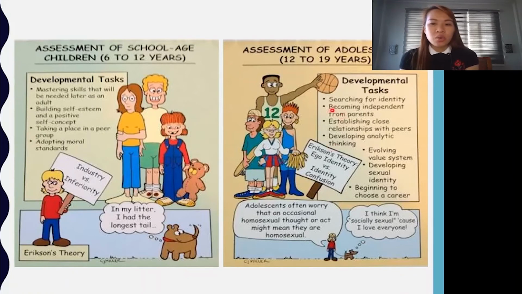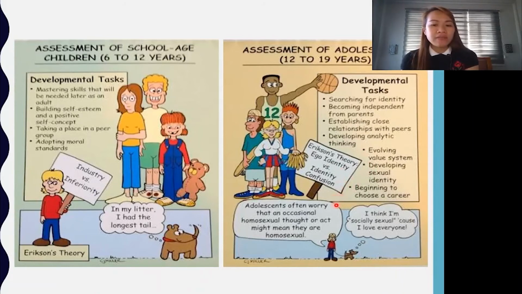Okay. So, for 12 to 19 years old, adolescent stage, searching for identity. Ano ba ako? Babae, lalaki, bakla ba ako? Tomboy ba ako? So, that's the question that you need to answer. Becoming independent from parents. Also, establishing close relationship with your friends. Developing analytic thinking. Hindi na lang siya concrete thinking, but abstract thinking. Evolving value system and developing sexual identity, and you begin to choose a career. So, kay Erik Erikson, identity versus identity confusion.